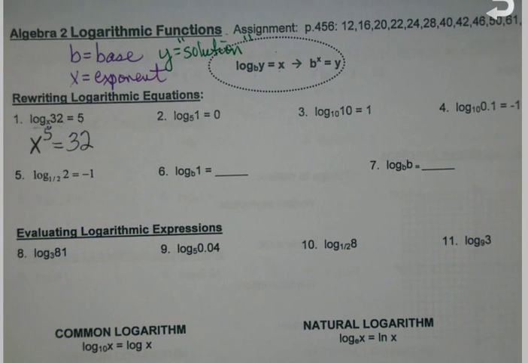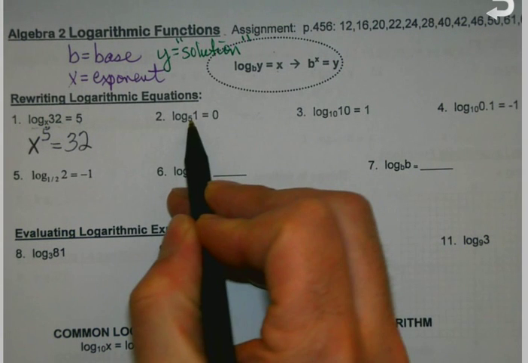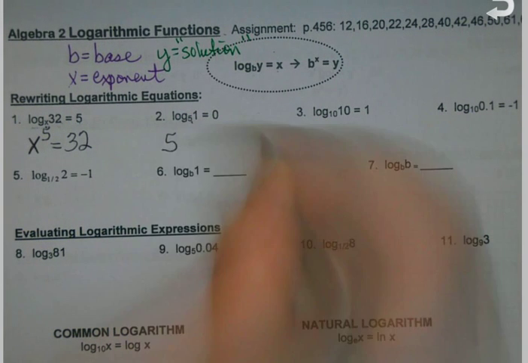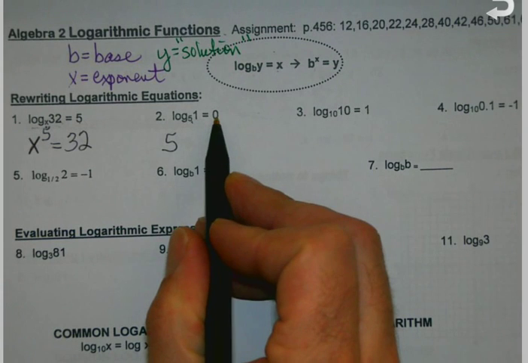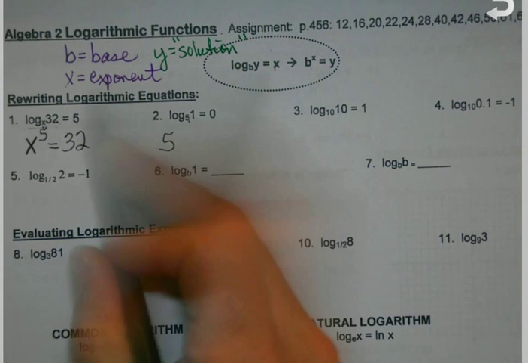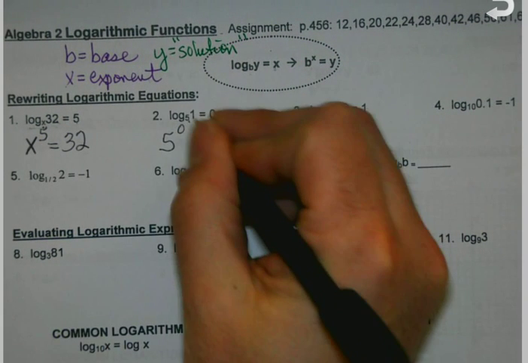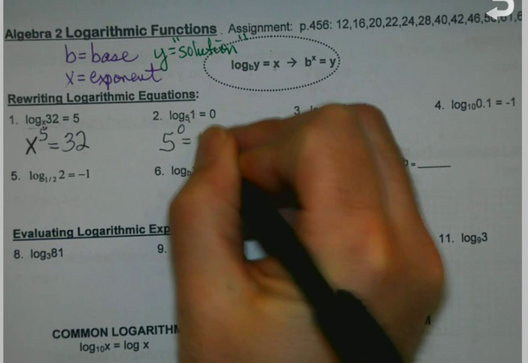You could play around and figure out what to the 5th power is 32, which actually is 2, but we're not solving right now. Okay? We're just getting into the idea of rewriting these and what they look like. So as I go through, again, the little tiny number is always my base. The value on the other side of the equals is always my x or my exponent. And the number next to my log is always the answer.